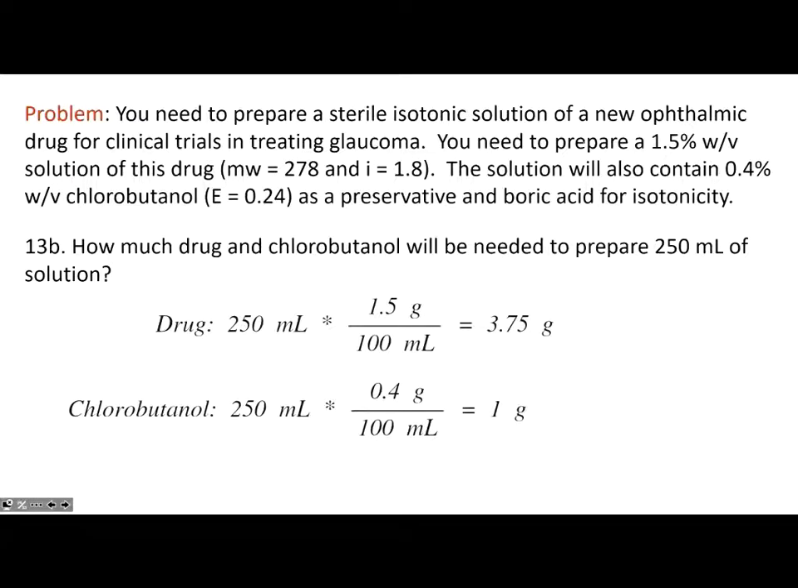Same thing for the chlorbutanol. Its concentration was 0.4 though, so 0.4 grams per 100 mils times our 250 mils gives me the weight of chlorbutanol. So I need 3.75 grams of my drug and 1 gram of chlorbutanol.